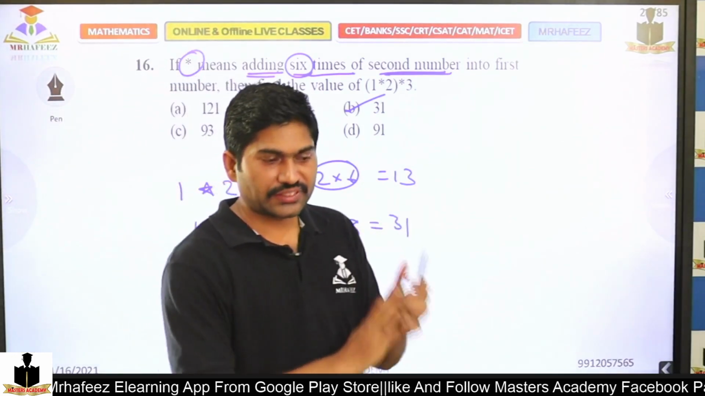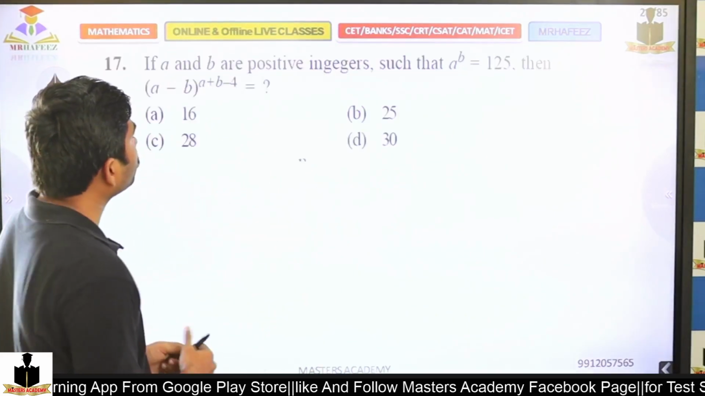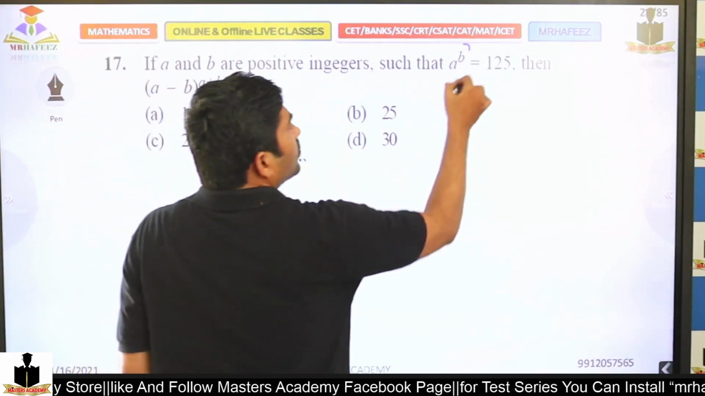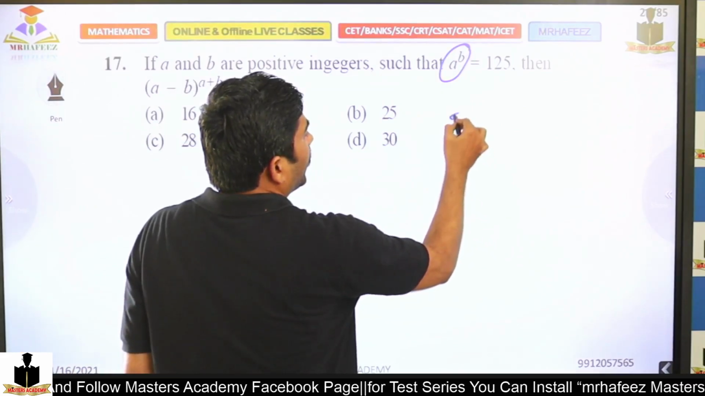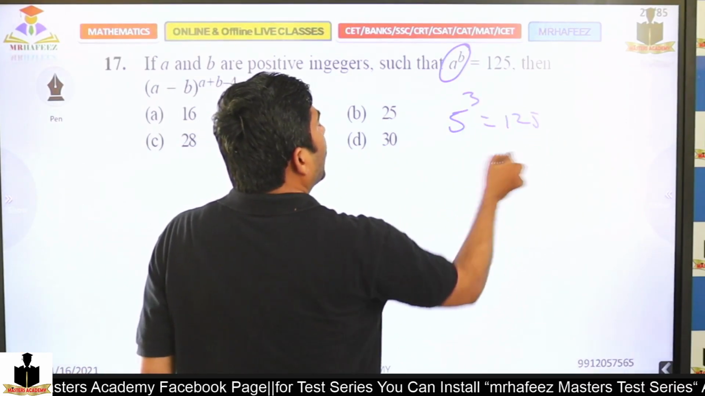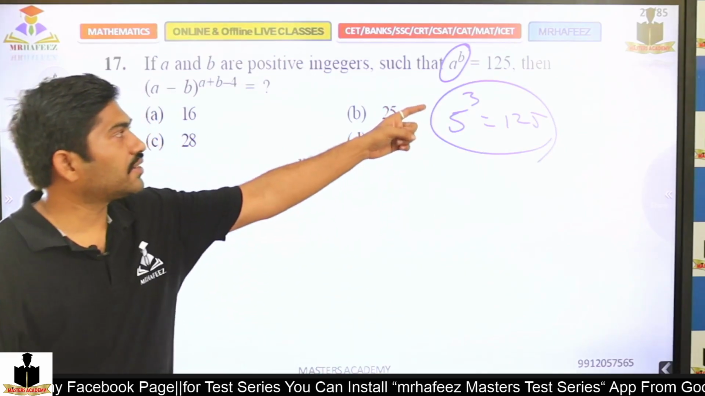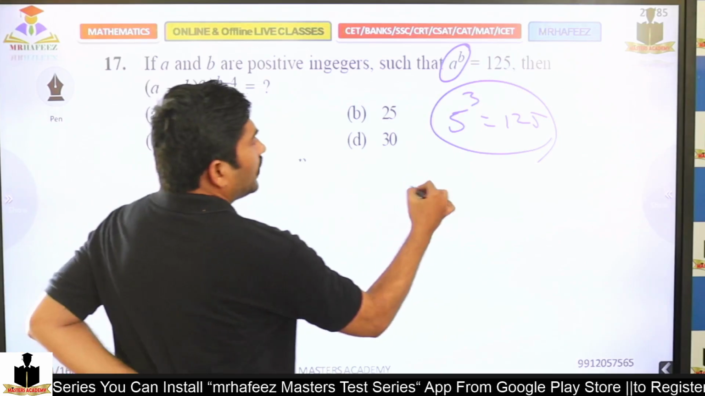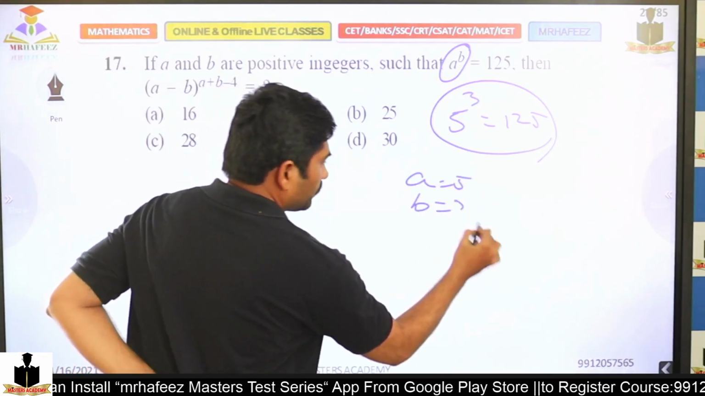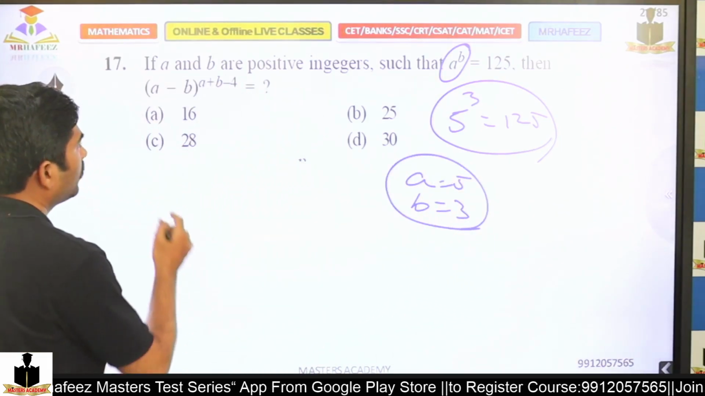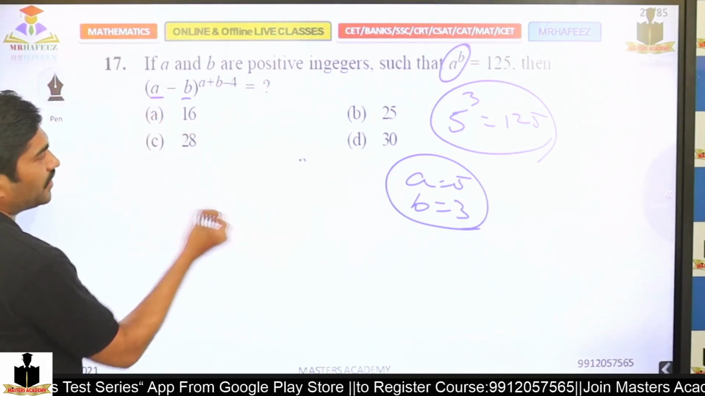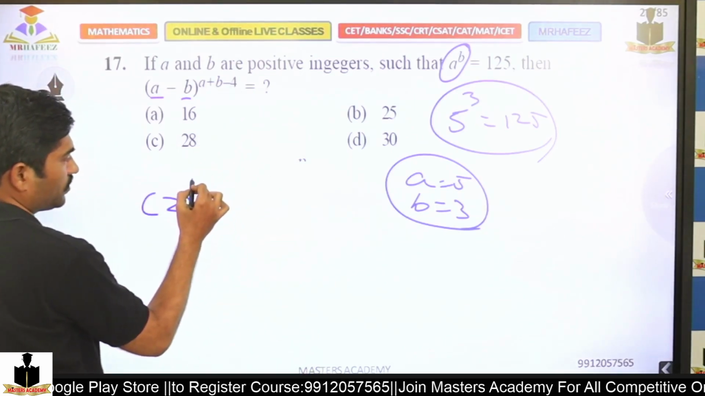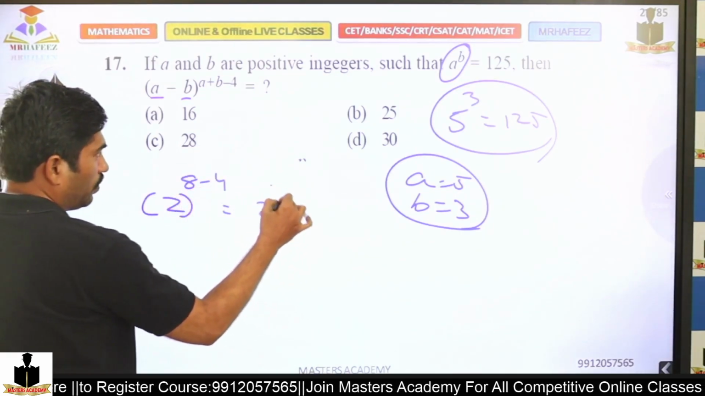Excellent. Moving to the next. A and B are positive integers. A power B is, observing that, it's 5 cube equals 125. By observing that, I can write 5 cube equals 125. So A value is 5, B value is 3. When these two are there, A minus B, 5 minus 3 is 2. And A plus B, 5 plus 3 is 8. 8 minus 4 is 4. 2 power 4, which is 16.